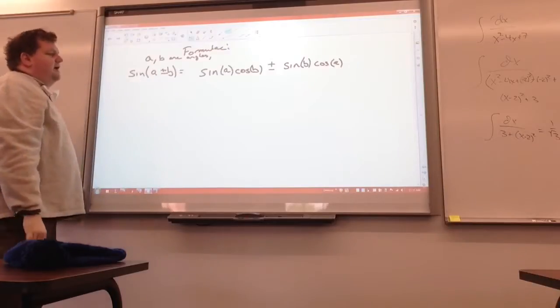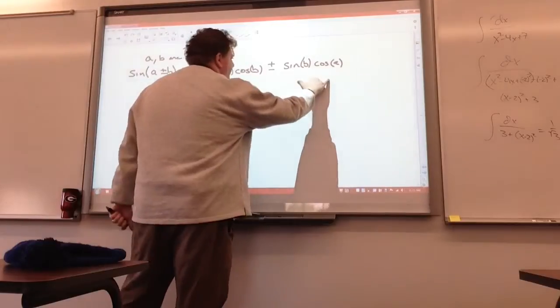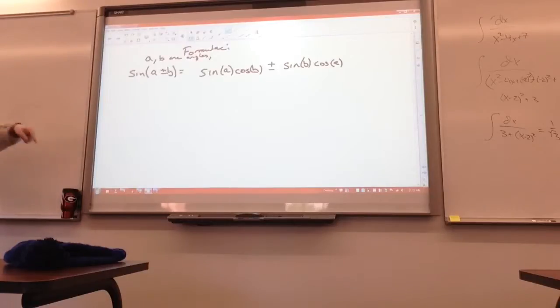There we go. Okay, the only difference is that whatever the angles are over here, they're flipped over there. And then the sign just follows whatever the sign was. So if it's A plus B, it's plus in the formula. If it's minus, it's minus in the formula. Other than that, it's just a matter of plugging things into the formula. It's not a particularly hard formula to memorize. There's not much going on there.